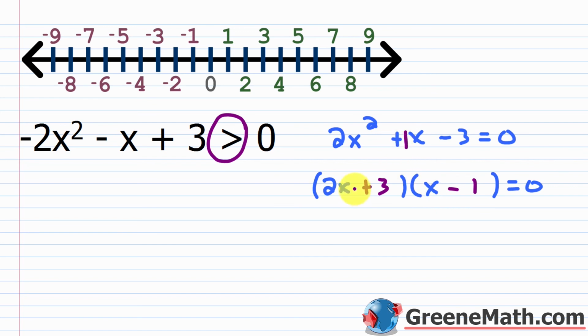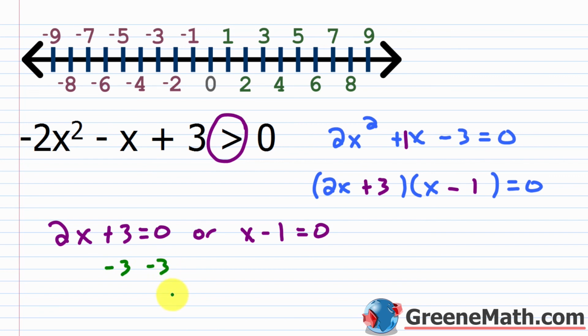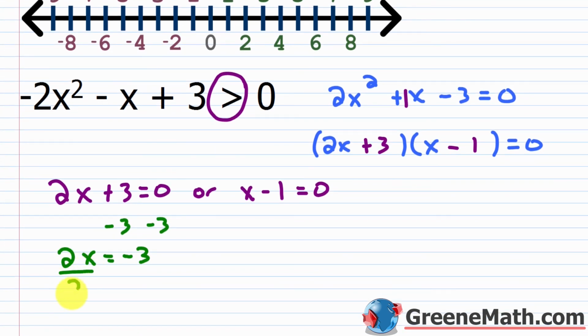So I'm now going to set each factor equal to 0. So 2x plus 3 equals 0. Then or, I'm going to set x minus 1 equal to 0. So for this one, I'm just going to subtract 3 away from each side of the equation. I'll get that 2x is equal to negative 3. Divide both sides by 2, and I'll get that x is equal to negative 3 halves. For this one, I would add 1 to each side of the equation, and I would get that x equals positive 1. Okay?